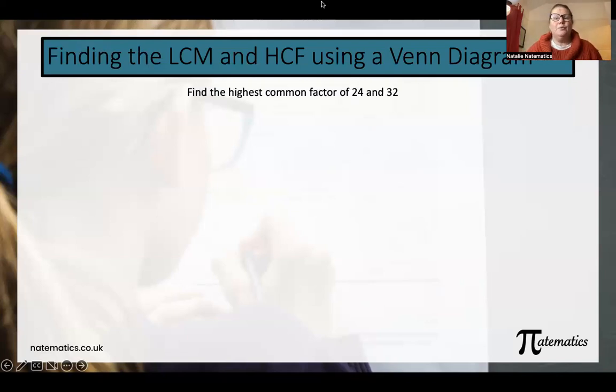Okay, so what we're going to do now is use the Venn diagram. If you haven't done Venn diagrams or you've not done them for a while, maybe go back and find the link to the Venn diagram lesson. I'm saying that now because I am in the middle of populating a big spreadsheet with all the different videos. But I will go over a bit of Venn diagrams in this lesson.